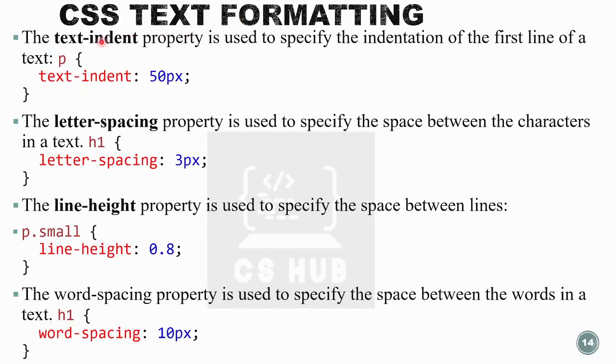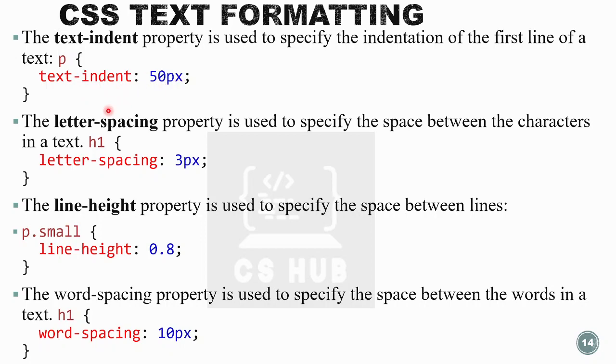Next properties, text indent. These all are spacing properties. First one, text indent. It specifies the indentation of the first line of a text. Right? From the left margin, what is the space between the margin and the first letter? The indentation of the first line of the text. So P, text indent 50 px, we can set that.